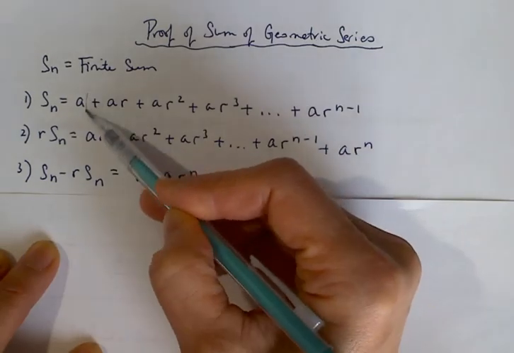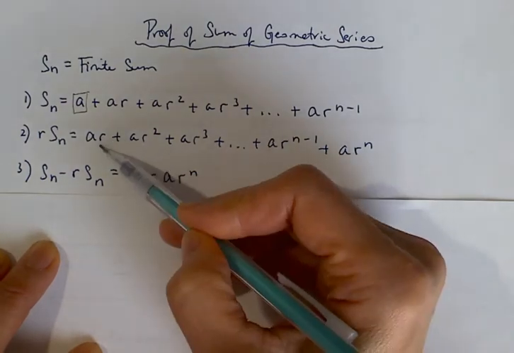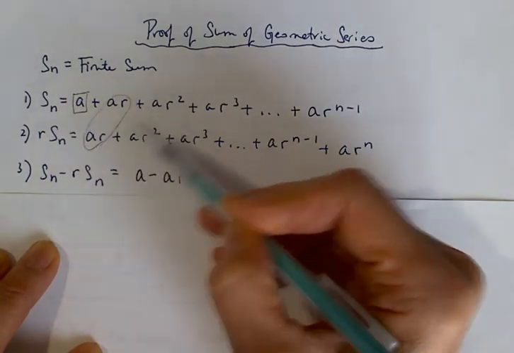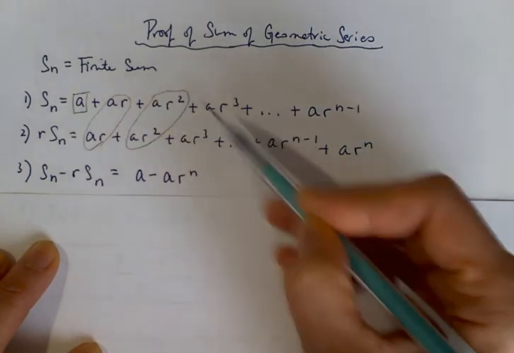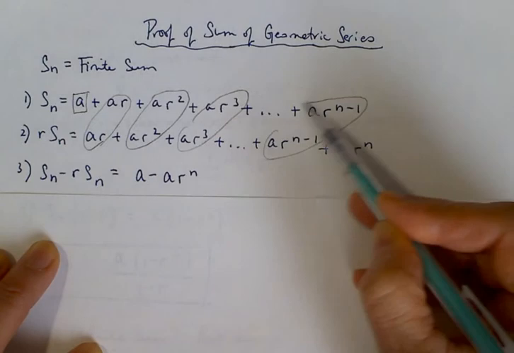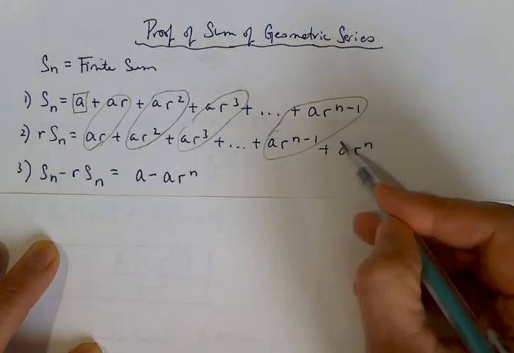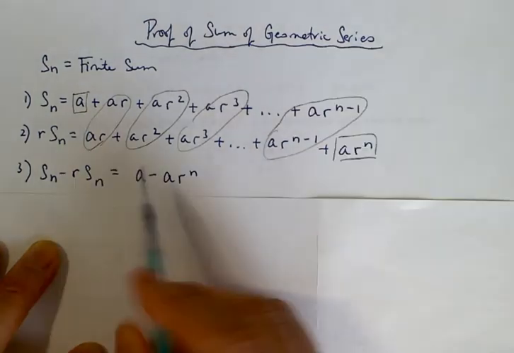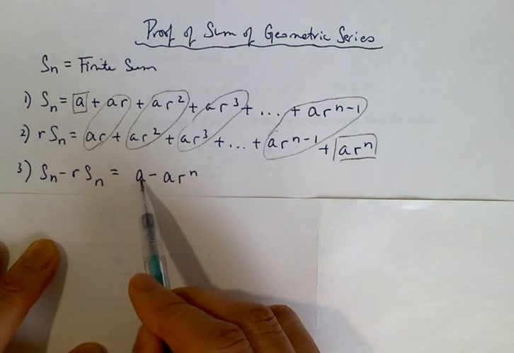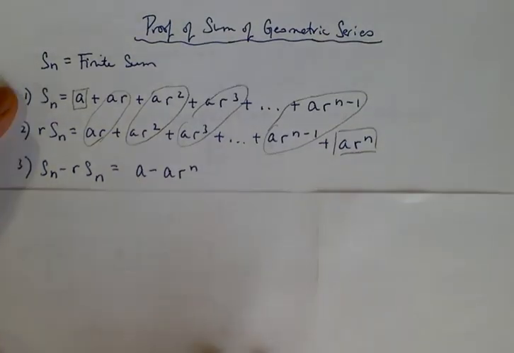And what you'll notice is that besides the beginning, so here's the beginning one, and then all the ones in the middle, see how these are exactly the same? So these are the same, these are the same, and these are the same. So what's left is the first one in the first equation, and then the last one in the second equation. So that gives me, on the right side, a minus ar^n.